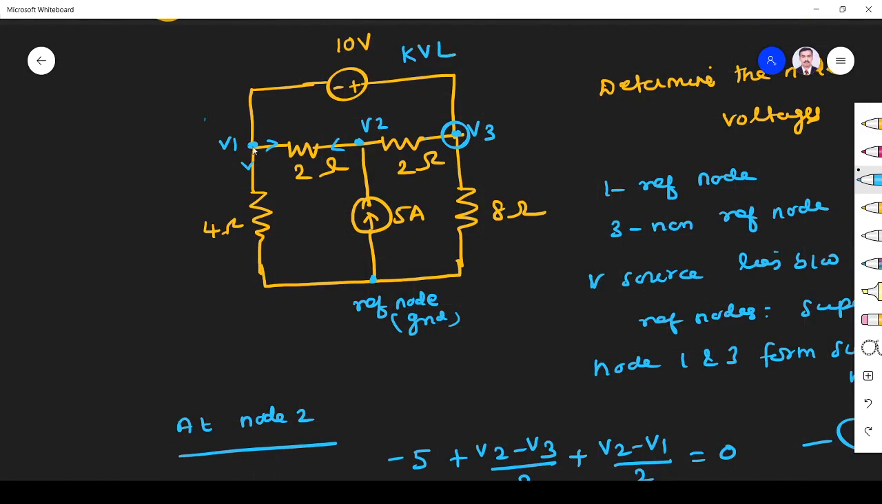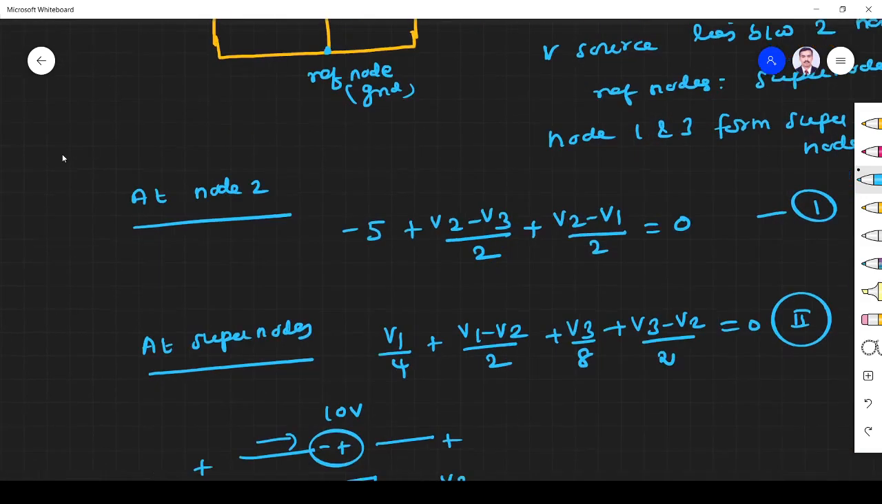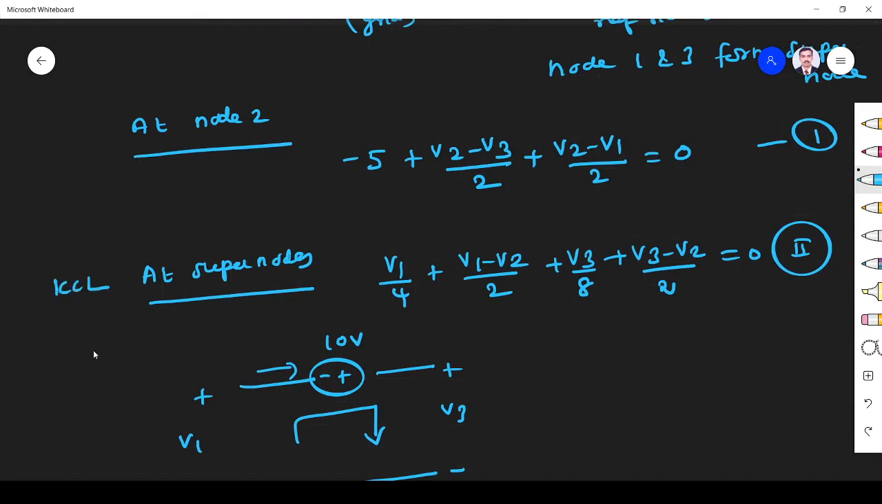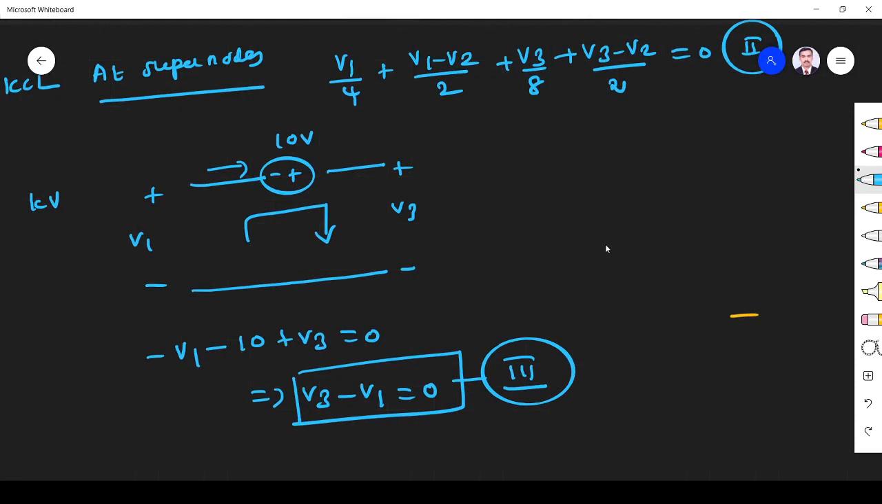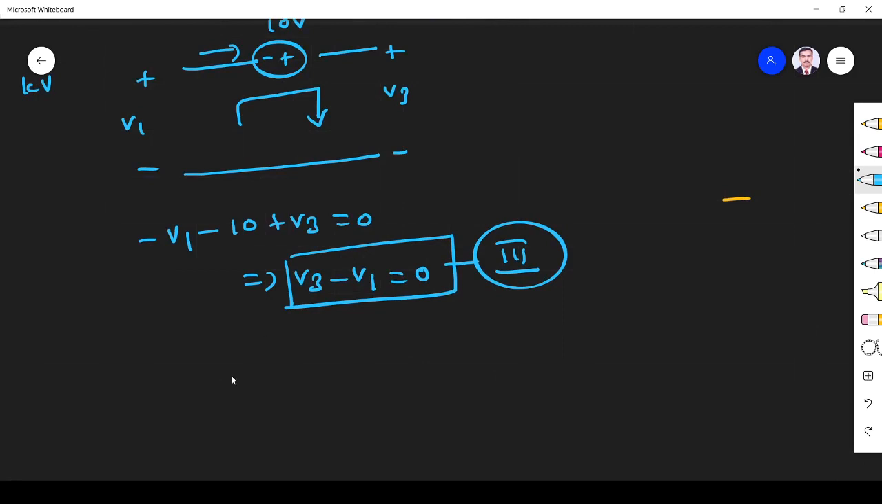At supernodes, you apply KCL as it is, to the two branches, and for non-supernode you apply the normal procedure. In the supernode branch we apply KCL and KVL also. So we got three equations and three variables, V1, V2, V3. To solve three variables, we need three equations, and we got all three. Using a simple linear equation solution, if you simplify, you get V1 equal to 10 volt, V2 equal to 20 volt, and V3 equal to 20 volt.